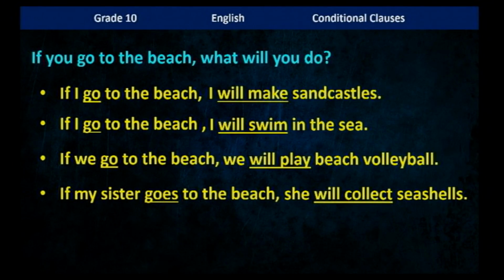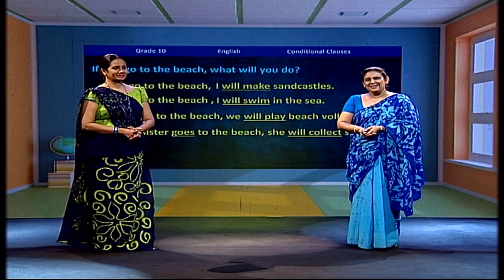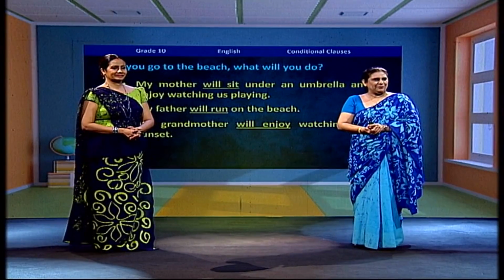So if I go to the beach, first one you can see, if I go to the beach, I will make sand castle. The result is with will and the verb. Will make. The second one will swim. Third one will play. Fourth one will collect. So remember the rule. If part, simple present, and the result part, will plus the verb. It's easy to remember will plus verb, but you can use other modals as well. Right. So let us move on to the next one.